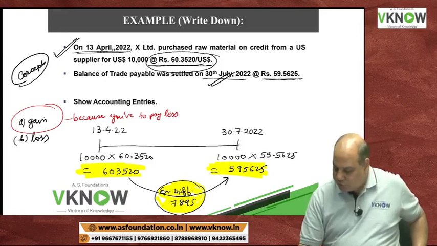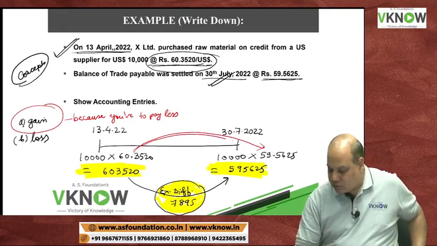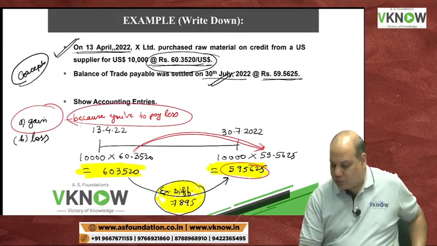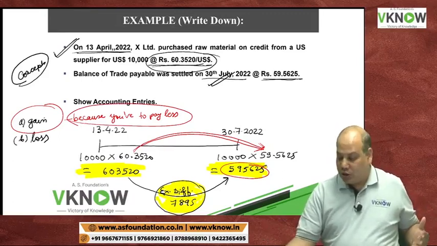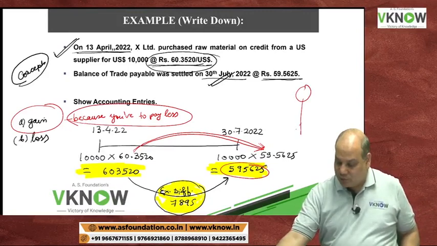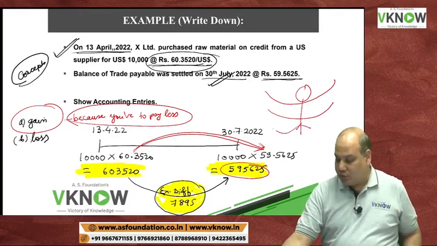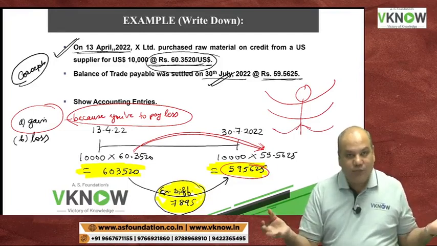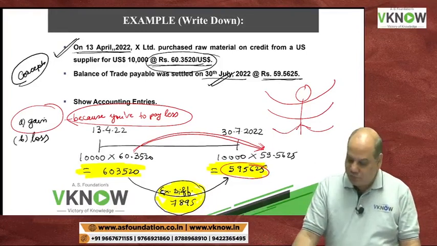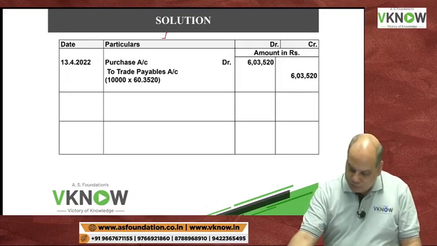Due to the decrease in the exchange rate, we had to pay less. So when you pay less than what you initially thought you had to pay, enjoy, dance, even with your legs, because you have to pay less due to exchange rate fluctuation. Therefore, we will now write down journal entries.